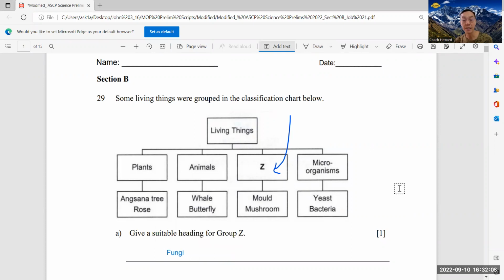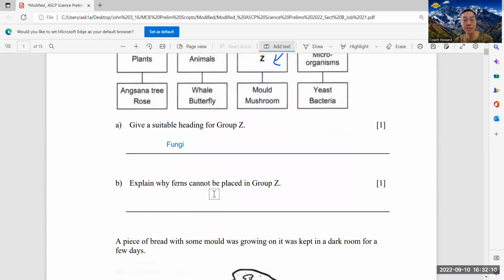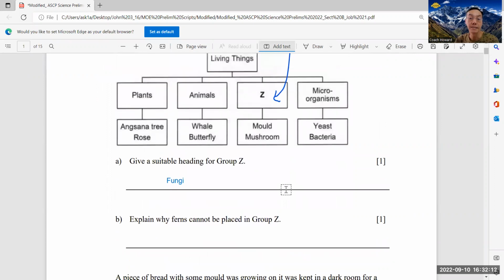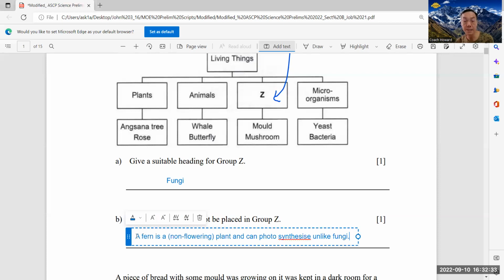Next, explain why ferns cannot be placed in group Z. Okay, as you know, ferns are non-flowering plants, and because ferns are non-flowering plants, they can also make food. So for this question, you have to explain why ferns cannot be placed in group Z. If you just say ferns are non-flowering plants, you will not get full marks. You must mention that ferns are non-flowering plants and can photosynthesize, but fungi cannot.